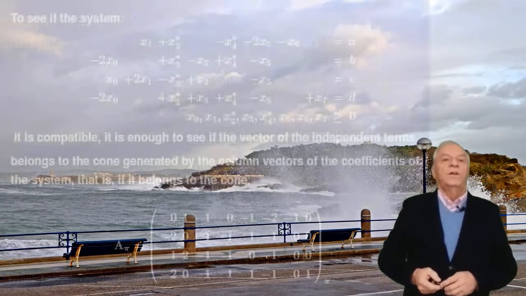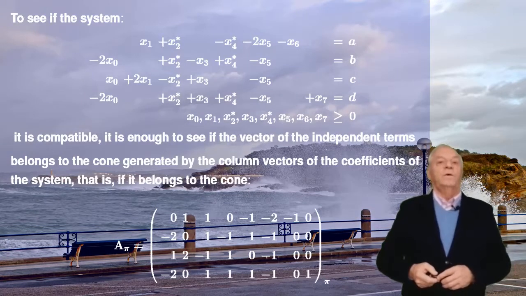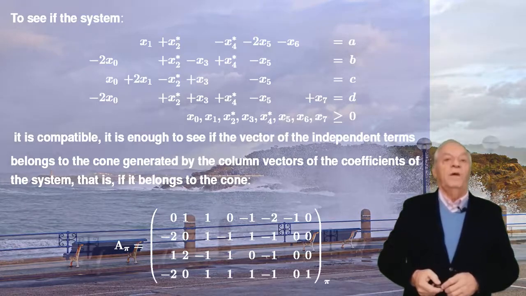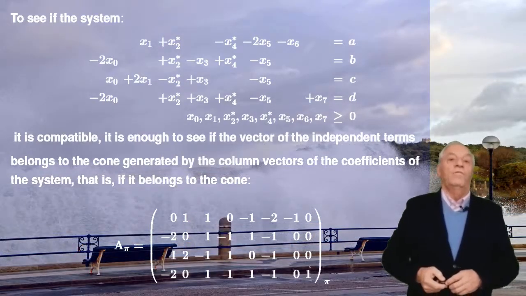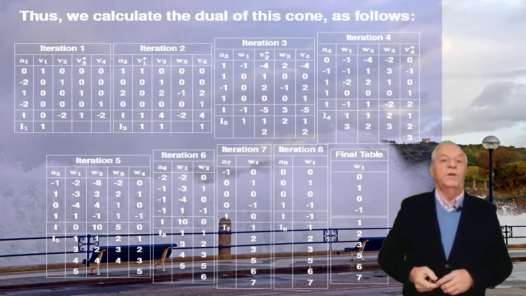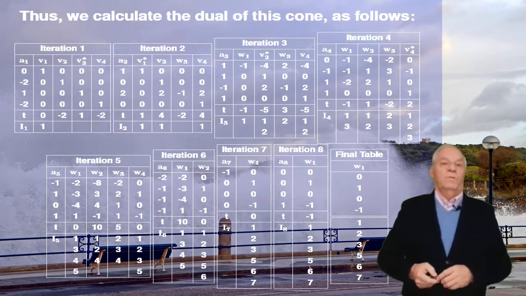To see if the system in the slide is compatible, it is enough to see if the vector of the independent terms A, B, C, D belongs to the cone generated by the column vectors of the coefficients of the system, that is, if it belongs to the cone A pi indicated. Therefore, we have to obtain the dual cone of the cone A pi indicated. We do that with the algorithm, introducing the first, the second, the third, and so on to the eighth. And finally, we discover that only one vector remains, which is a W vector.